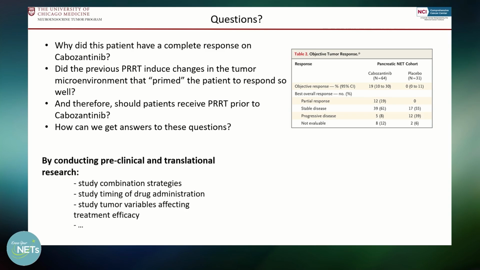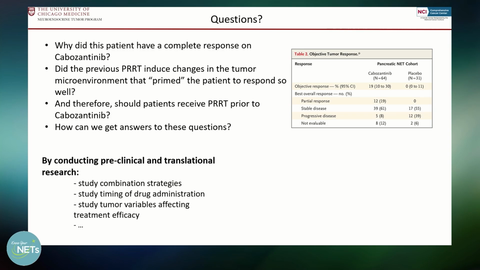Well, we can't run a clinical trial with a million different combination strategies. This just doesn't work because it's too expensive to run clinical trials on all of these different combination strategies. And there are so many different drugs and so many different things that we can look at. I just talked to you about PRRT and combining this, but you could say the same with CAPTEM, or with long-acting octreotide, or with all kinds of other therapies that are on the horizon right now.